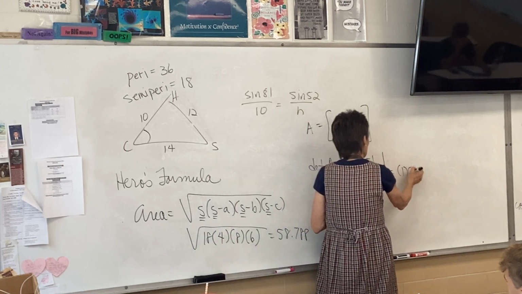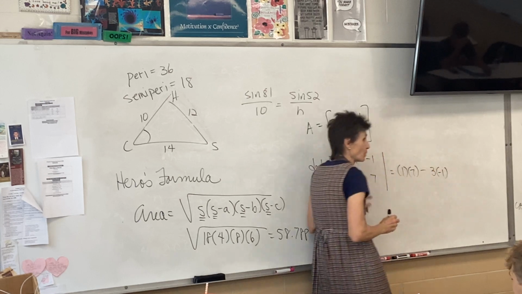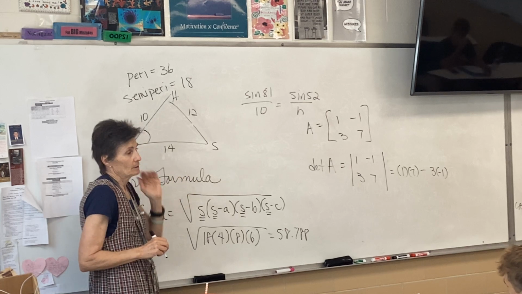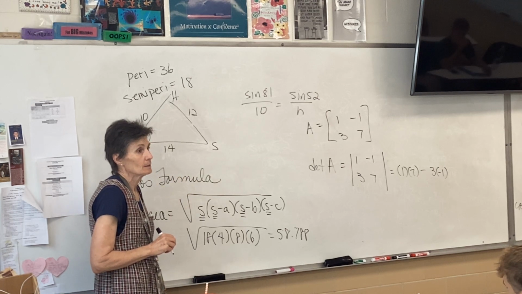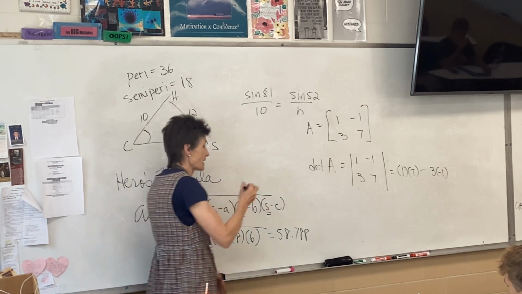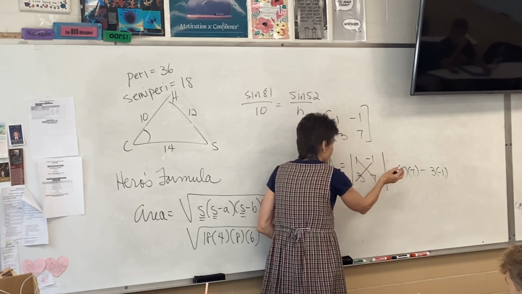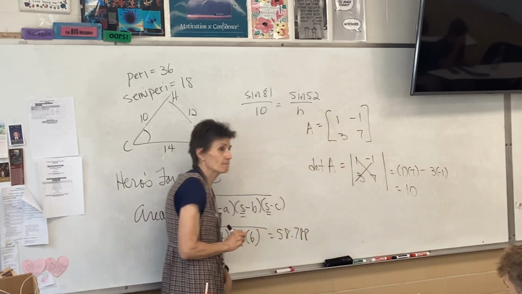It's 1 times 7, 3 times -1, subtracted. Oh boy, be careful. We did the dot product earlier, and it was x times x, y times y added. This is kind of cross multiply and a subtraction. So the determinant here is 10.